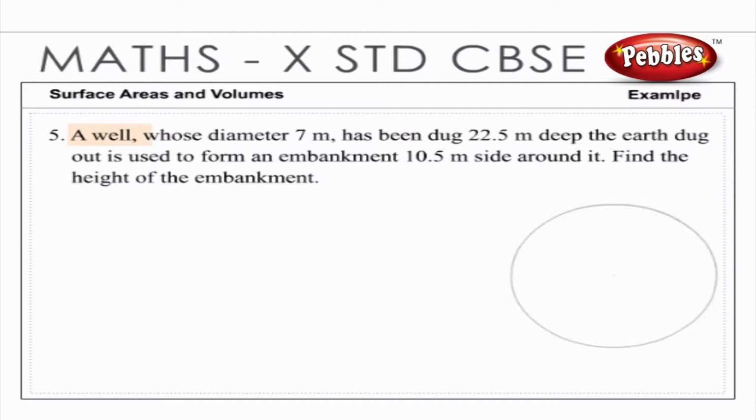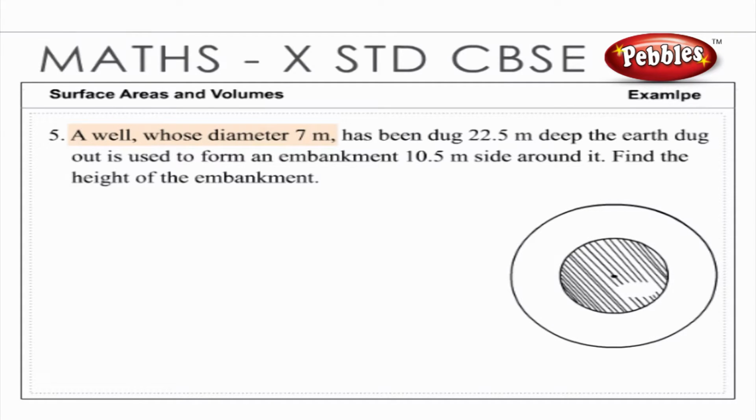A well whose diameter is 7 meter has been dug 22.5 meter deep. The earth dug out is used to form an embankment 10.5 meter wide around it. Find the height of the embankment.